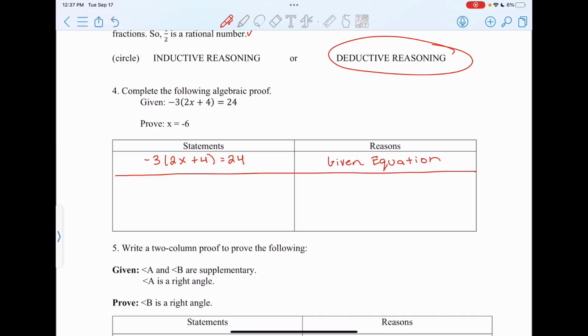And the first thing I want to do is distribute. So I'm going to multiply the -3 into my parentheses. And I get -6x minus 12 equals 24. That was the distributive property.